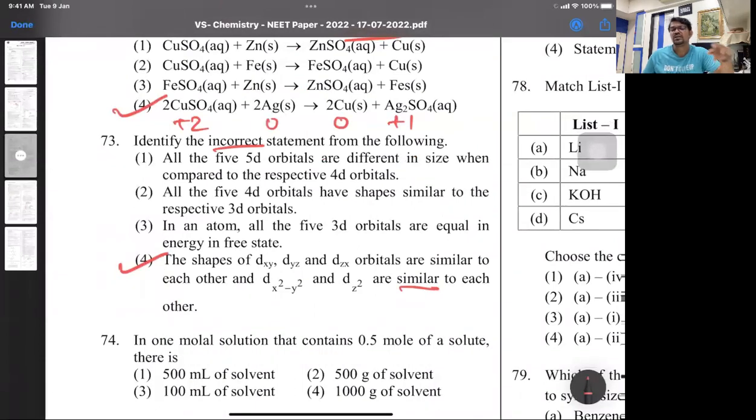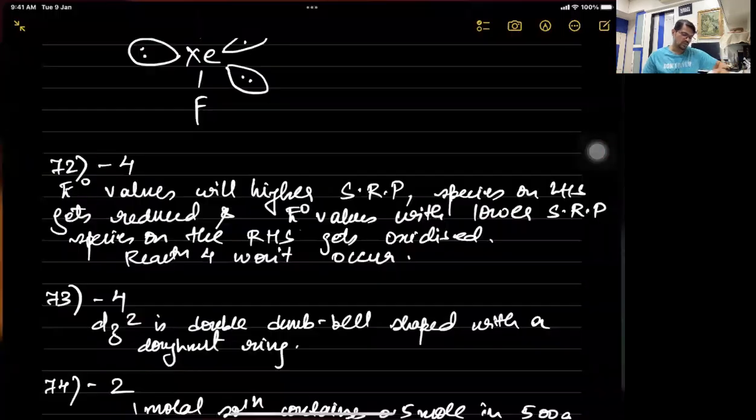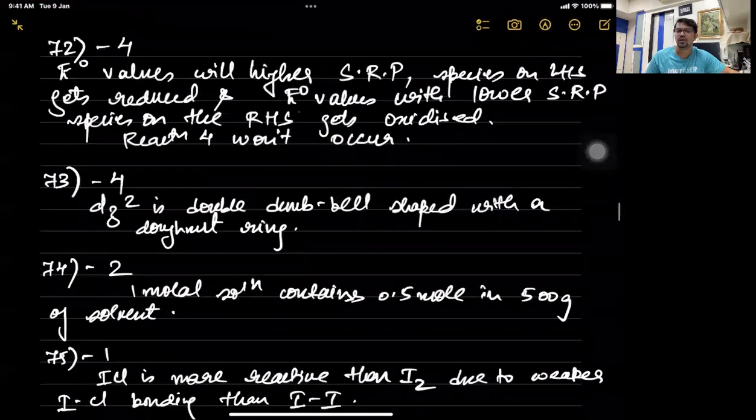Actually, the correct part is that dxy, dyz, dxz, and the x square minus y square are all similar in shape. It's only the dz square, which is a double dumbbell orbital with a donut ring in between. That's the different orbital, dz square. So the incorrect one is the fourth one. So 73, that's the fourth one.